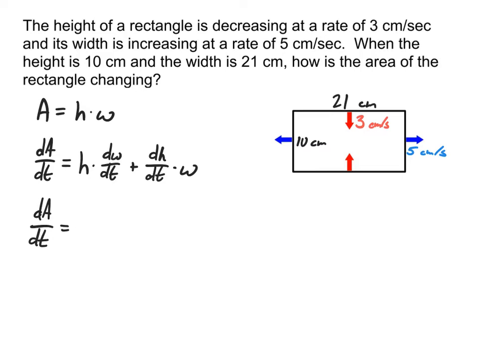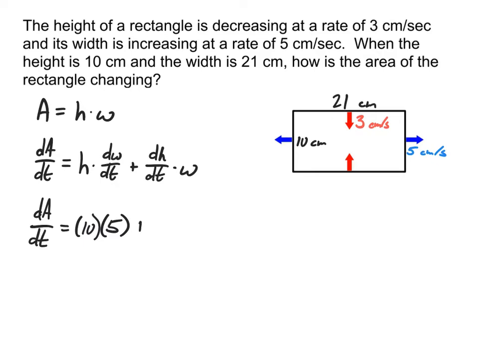So h, I do know what the h value is, the height. This is the actual height of it, not the rate at which it's changing, so that's going to be the 10. And then dW over dt, so this is how fast the width is changing. The width is changing by 5 centimeters per second, because notice it's getting bigger by 5 centimeters a second. We know that from right over here.